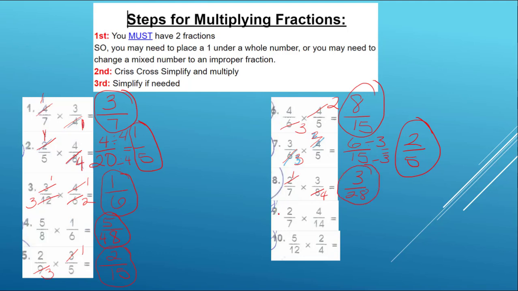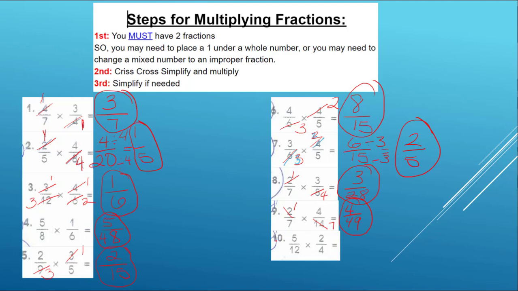Number 9, two fractions, so let's see if I can crisscross simplify. And I can, the 2 and the 14. They both can be divided by what? 2. 2 divided by 2 is 1. 14 divided by 2 is 7. Now I can multiply. 1 times 4 is 4. 7 times 7, 49. Now let's see if I can simplify any more. And I can't, so that is my answer.